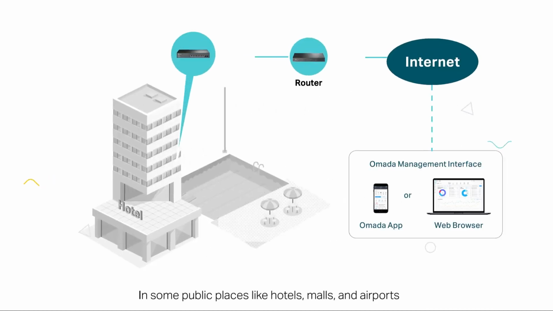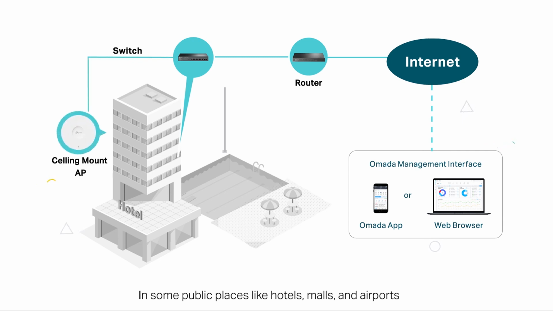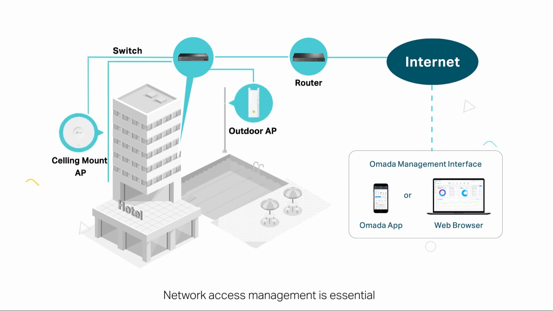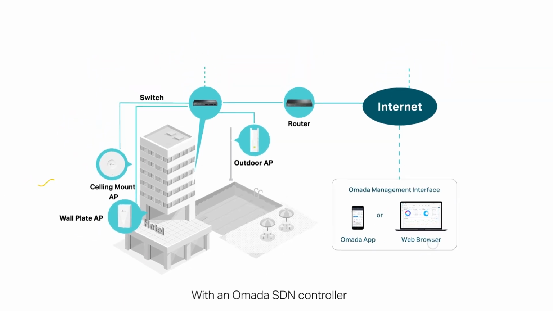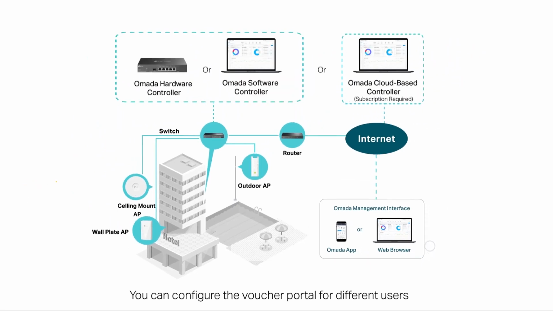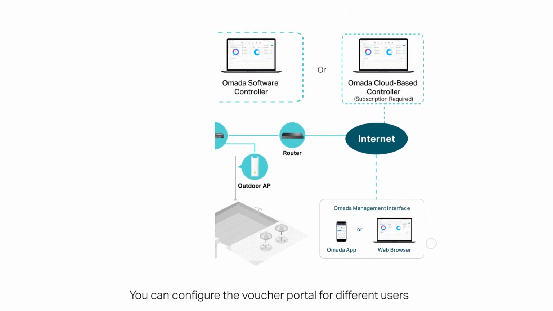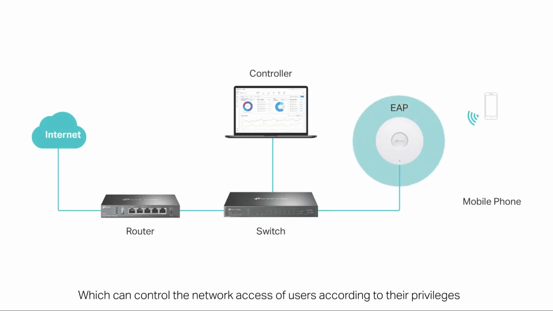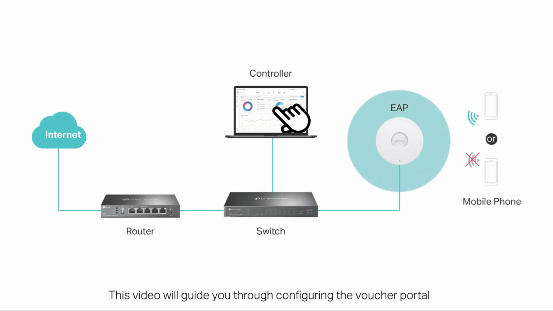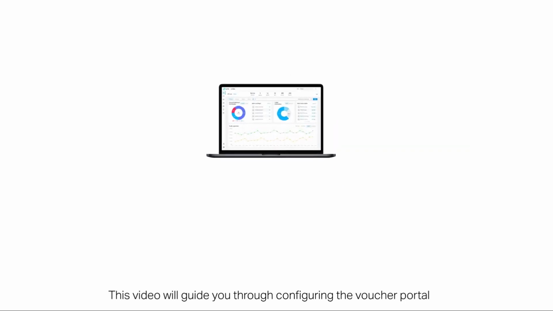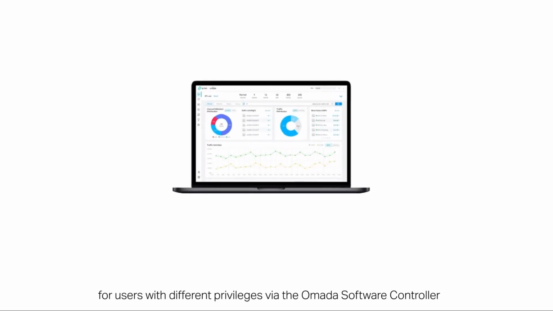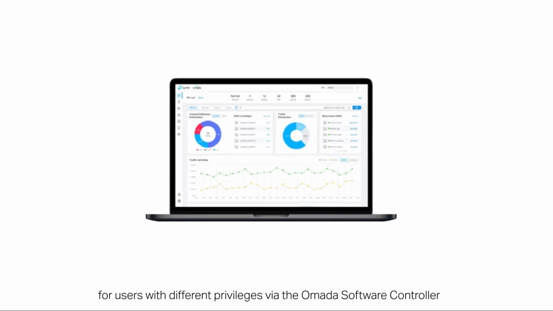In some public places like hotels, malls, and airports, network access management is essential. With an Omada SDN controller, you can configure the voucher portal for different users, which can control the network access of users according to their privileges. This video will guide you through configuring the voucher portal for users with different privileges via the Omada Software Controller.